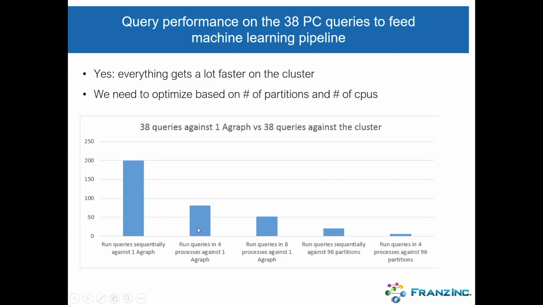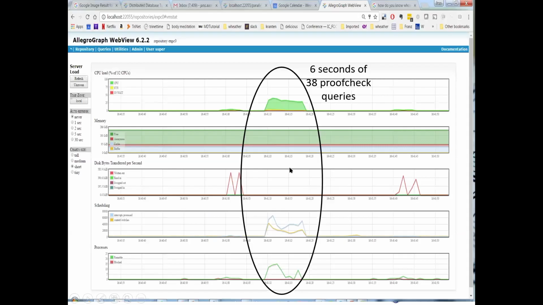If I do it in parallel, running 4 queries at the same time, I can do it in about 80 seconds. And if I run the queries in 8 processes against one AllegroGraph with all the data, it would be about 50 seconds. But if I use a distributed version with 96 partitions, I can get it down to about 20 seconds. Or if I then run multiple queries at the same time, I can get it down to 6 seconds. We have a monitoring system in here where you can look at how it works, but let's skip that for today. I always urge you, when you do anything with AllegroGraph, with your queries or loading, always look at this screen to see how well your system is doing.